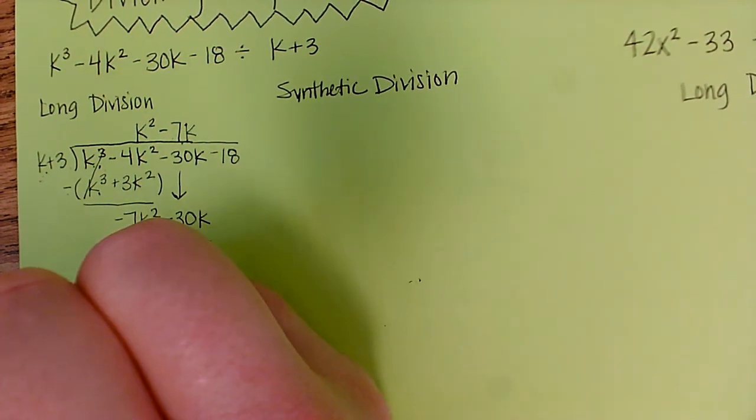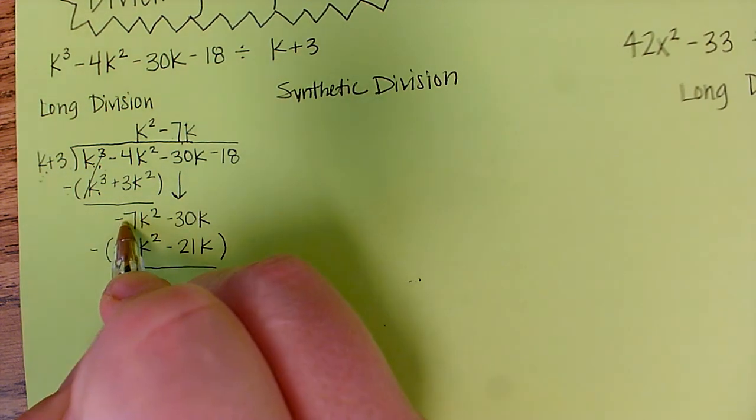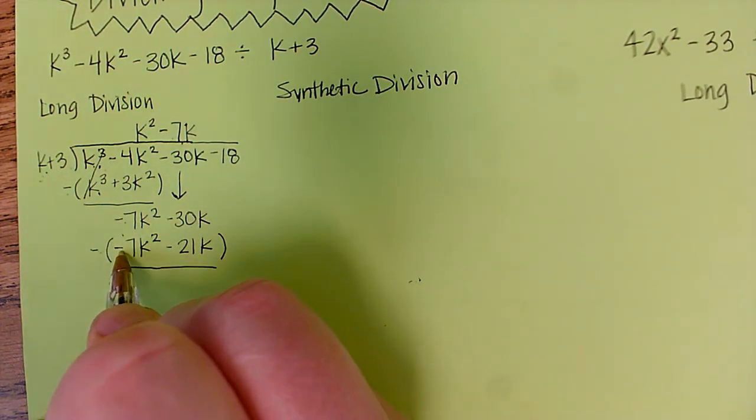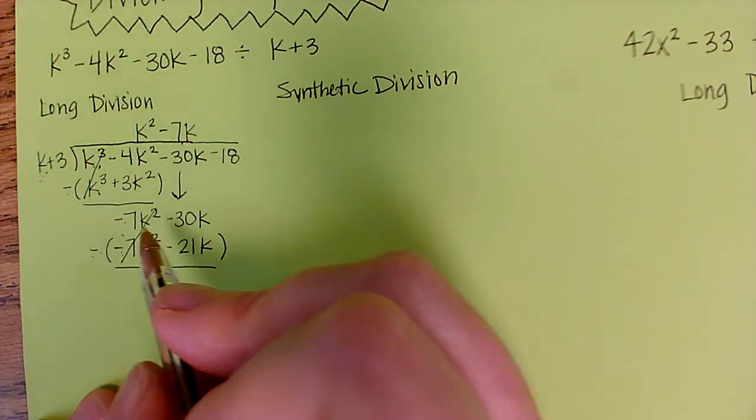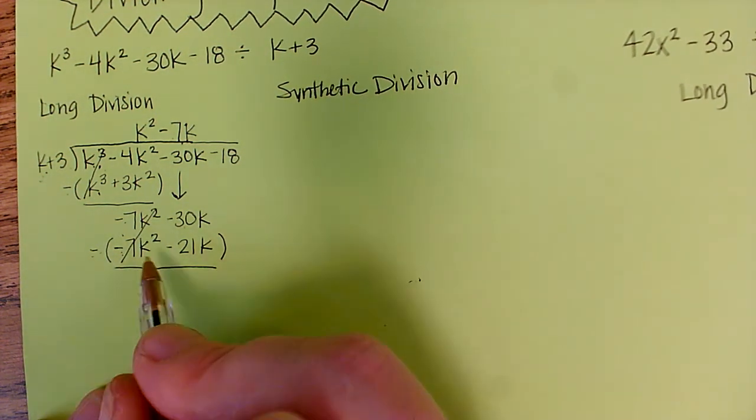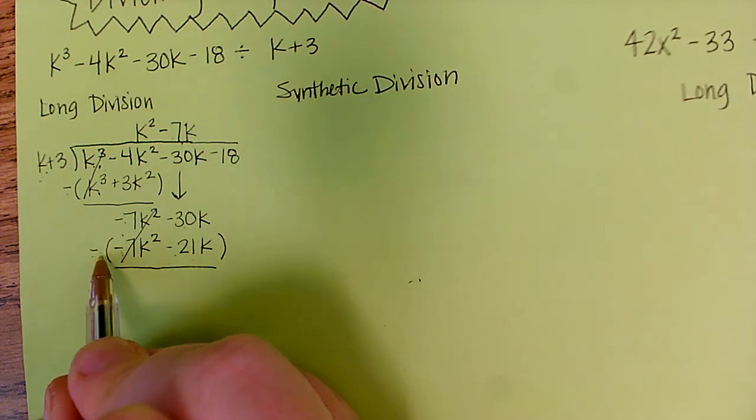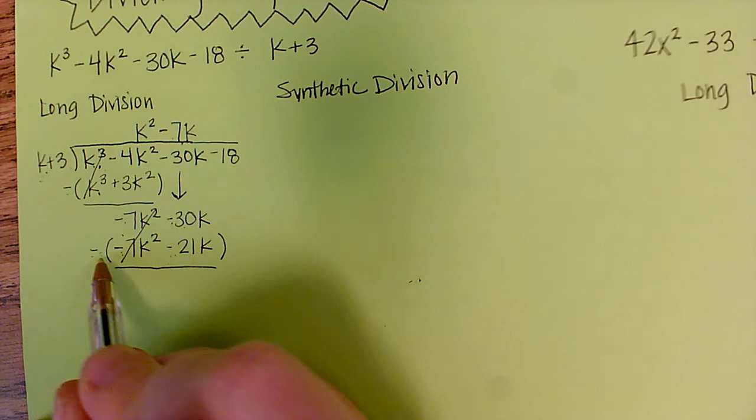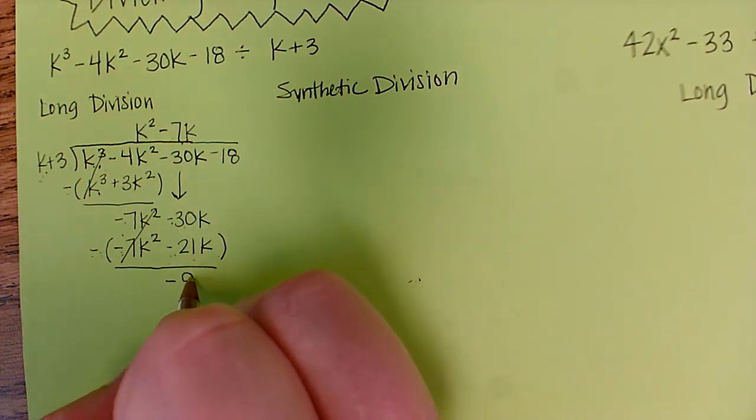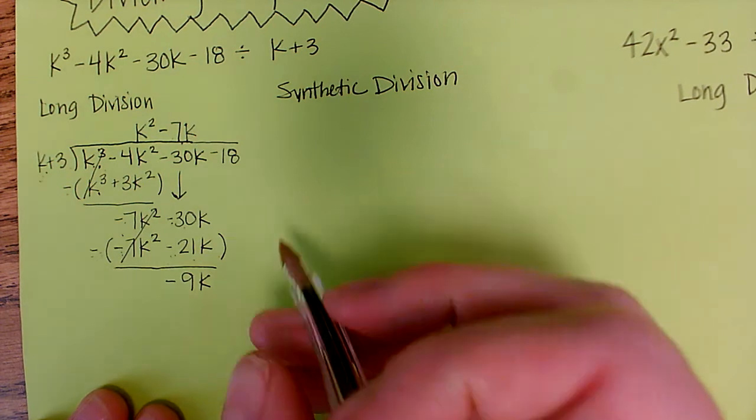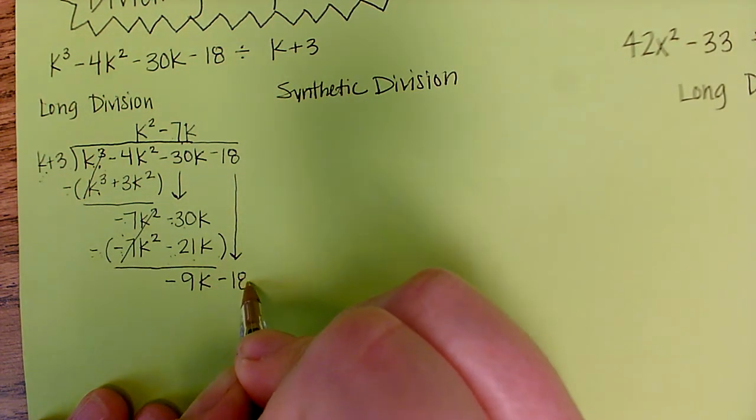Again, just like in long division, you subtract. Negative 7k squared minus negative 7k squared. A minus becomes a plus, so they cancel each other out. Negative 30k minus negative 21k. Negative becomes a positive, so negative 30k plus 21k gives you negative 9k. Bring down your next term, minus 18.